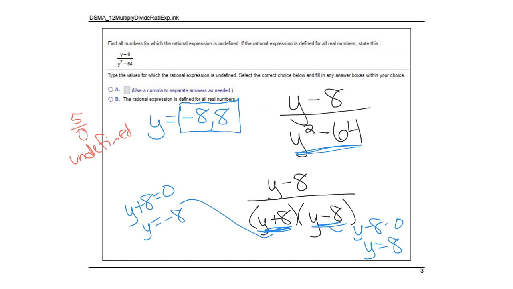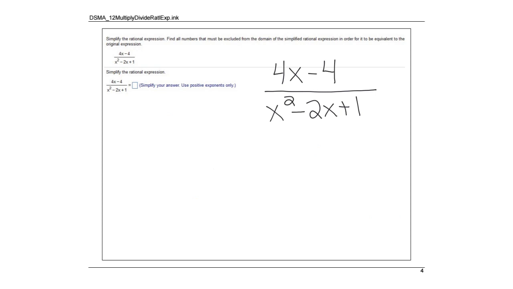These are the two numbers that would cause this expression to be undefined. All right, so now this is also a rational expression. There's a numerator, a denominator, it looks like a fraction. To add to the fun, I have variables in the denominator in the bottom. And so it's asking me to simplify this expression, but it's also asking me to find all the numbers that must be excluded from the domain. In other words, what numbers would cause that denominator to equal 0?